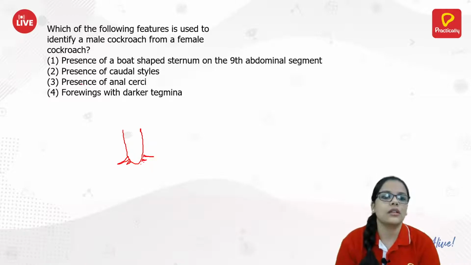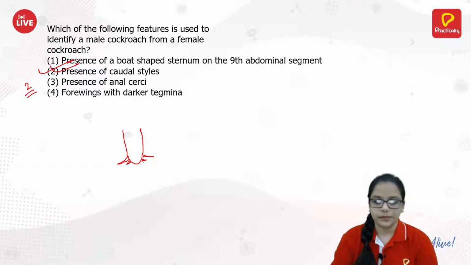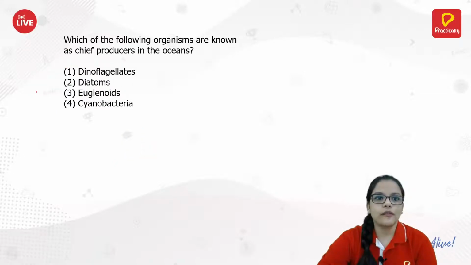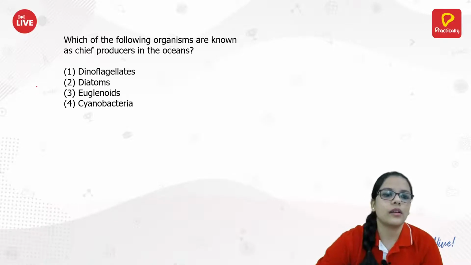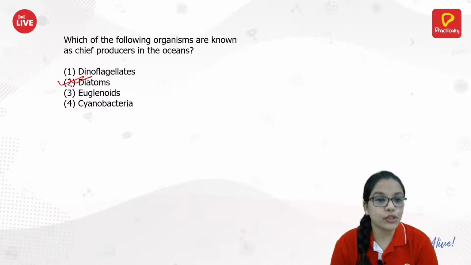Extra thing which you see is the presence of caudal styles. Next, which of the following organisms are known as chief producers in oceans? They are the diatoms. They are the producers.